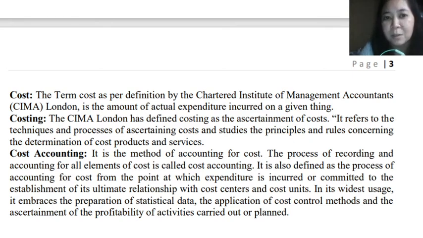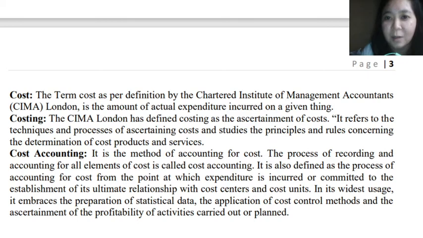In other words, cost is the amount of money or the price that the entity has spent to produce a good or to render a service. That is what we mean by cost, meaning how much cash did they use to produce the product or to render the service.